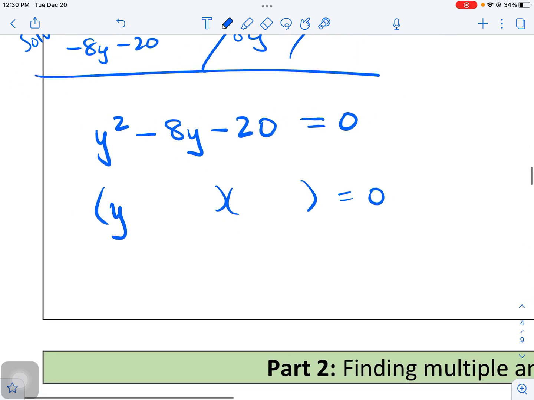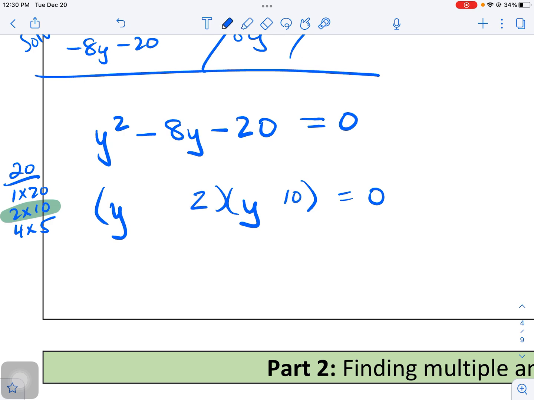So I get y, and the factors of 20: 1 times 20, 2 times 10, 4 times 5. So we have to figure out which set of numbers gets me an 8. Well, I know 2 and 10 get me 8. But I need a negative 8, so in order to get a negative 8, I need a minus 10 and a positive 2. Always FOIL it back in to make sure you got it right. And I know we're right, so we're just going to move on.